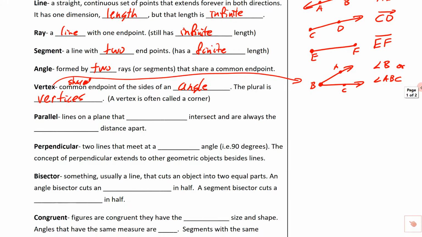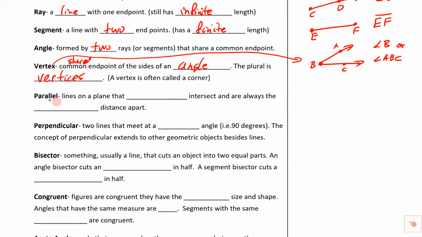Okay, so let's talk about parallel lines. Parallel lines are lines on a plane that never intersect. They never intersect, and they're always the same distance apart. So I'm going to draw two parallel lines like this. There's a line right here, and here's a line right here. I'm going to label this one as L and this one as M. And those two lines are parallel.